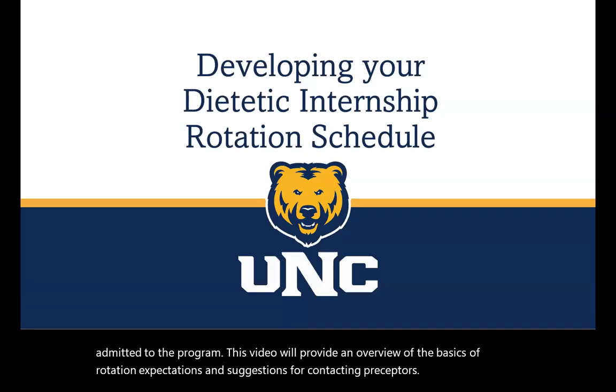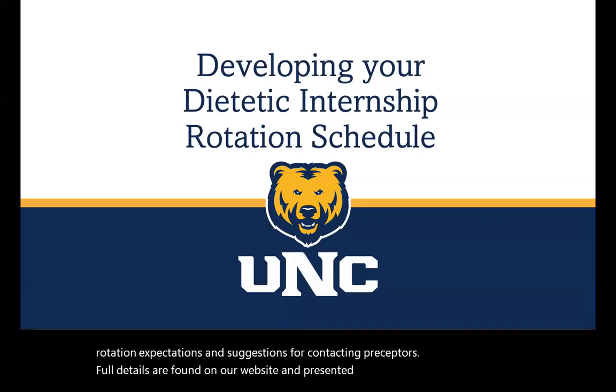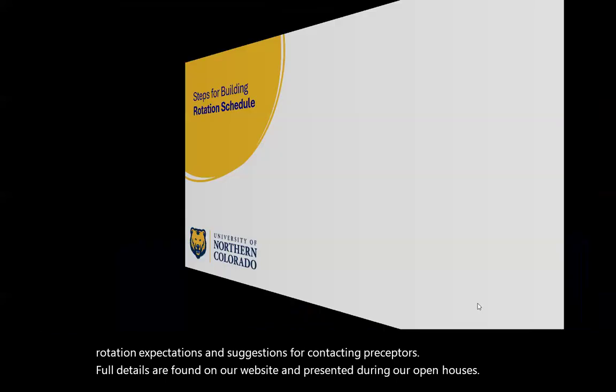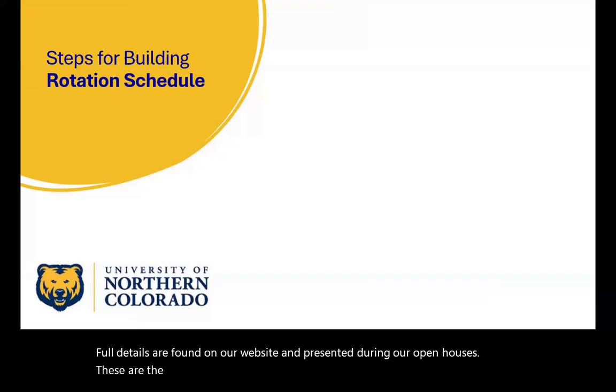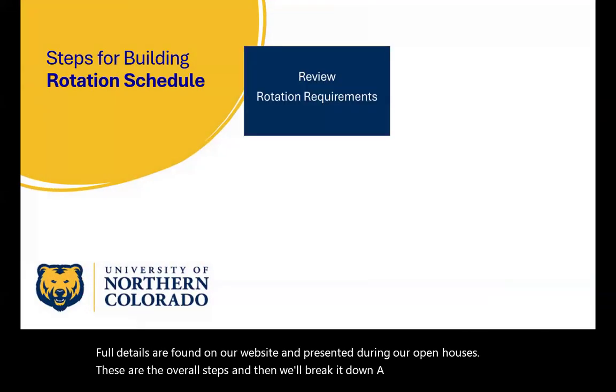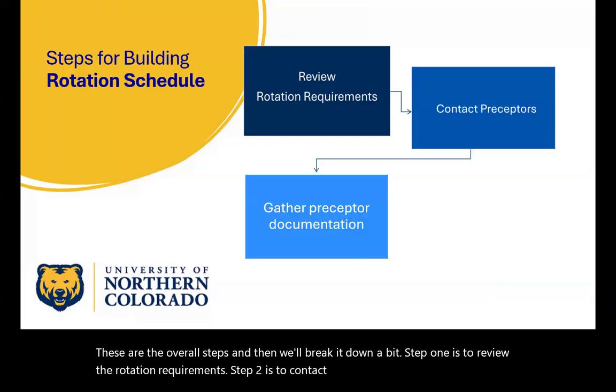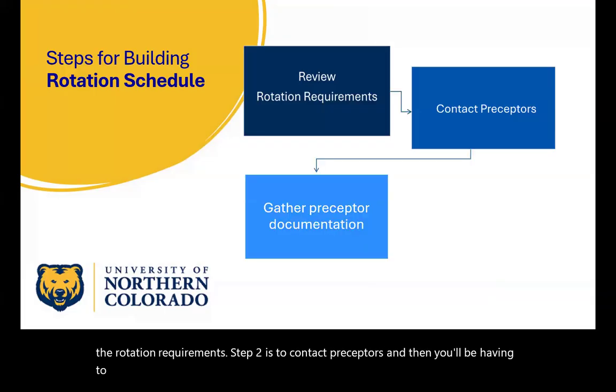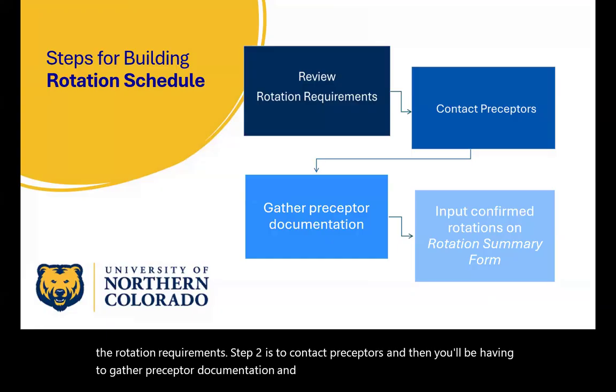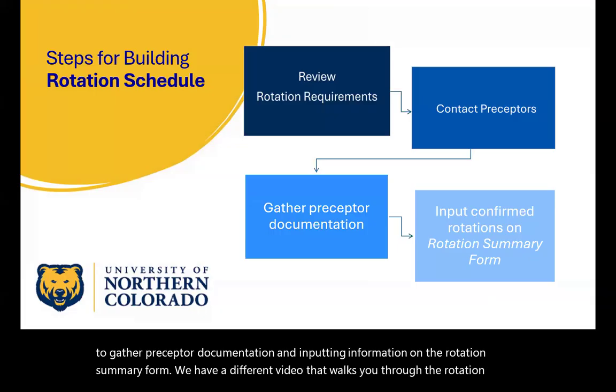Full details are found on our website and presented during our open houses. These are the overall steps, and then we'll break it down a bit. Step 1 is to review the rotation requirements. Step 2 is to contact preceptors. And then you'll be gathering preceptor documentation and inputting information on the rotation summary form. We have a different video that walks you through the rotation summary form instructions.